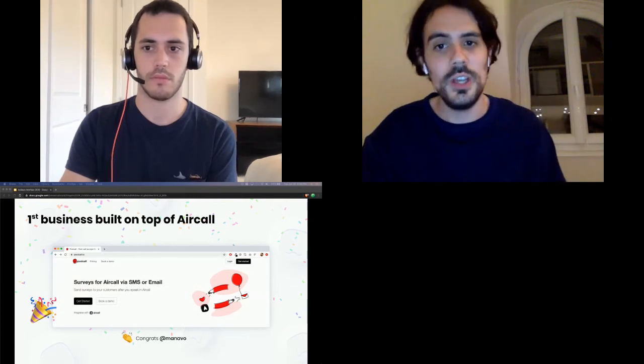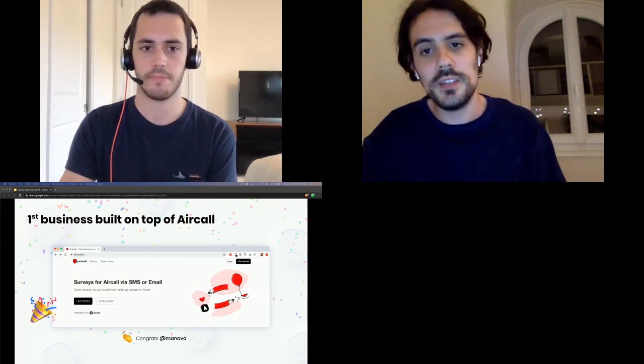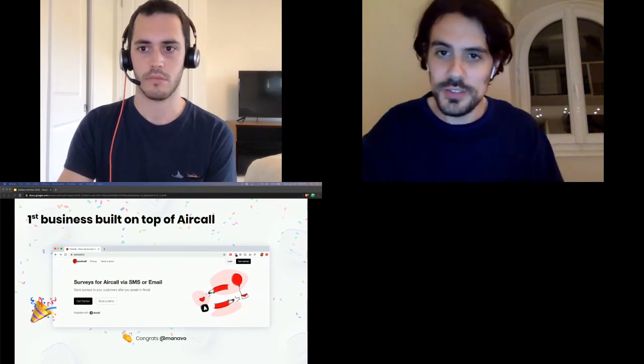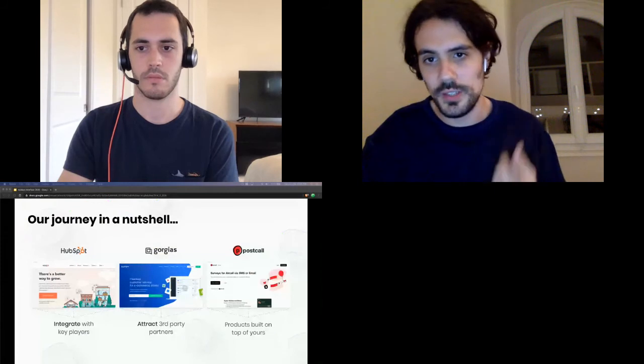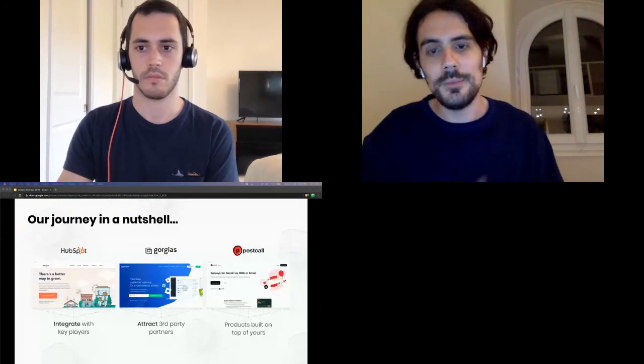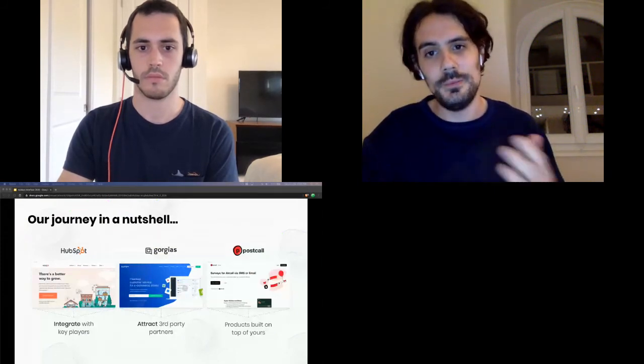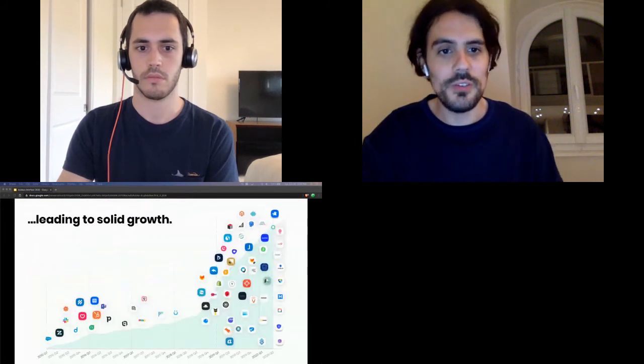And that's the motion we're going to try to replicate, which is, first, we're going to have companies that we're going to integrate with. Second, attracting third-party partners that are going to build on top of us, other SaaS companies, and then let developers create product, new experiences as we expand our customer base and our capabilities. So that's our journey in a nutshell. You can see the growth on the graph here.